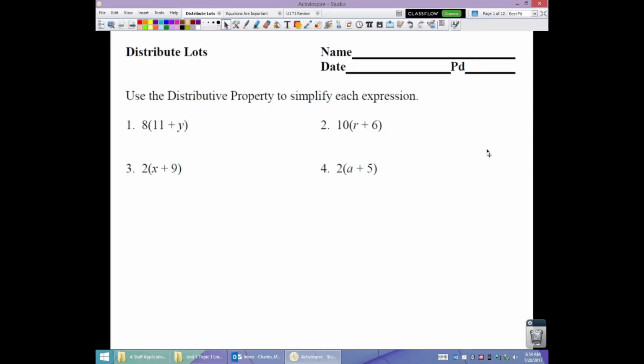All right, so we're going to be working on strictly the distributive property here. It's such an important concept that needs to be just a basic for you in Algebra 1. So we're just going to repeat until it's automatic.